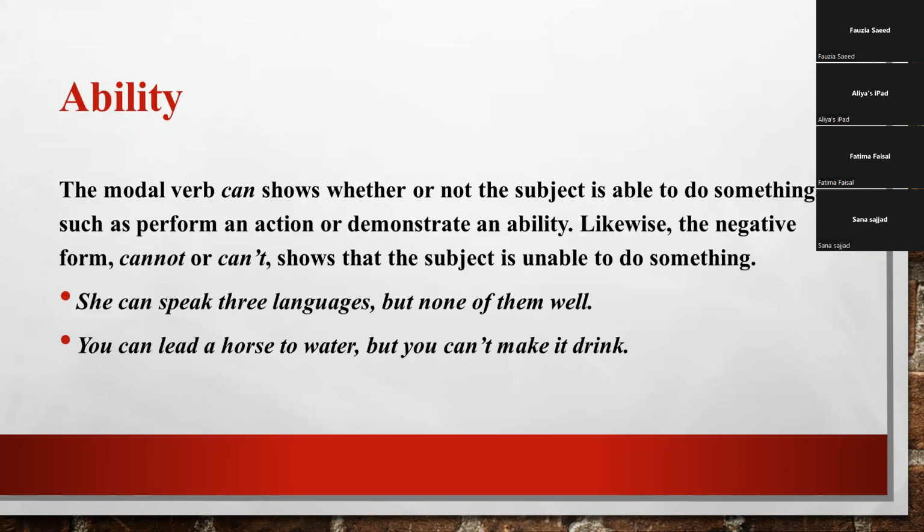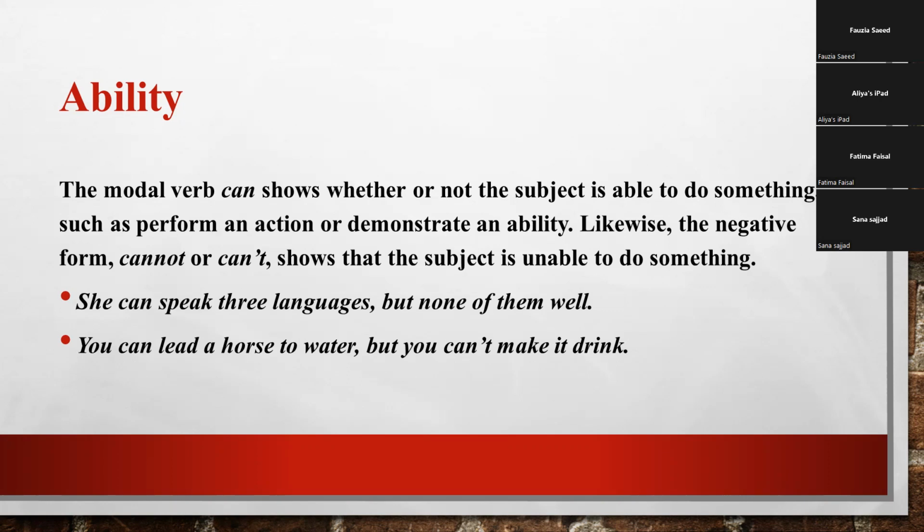Now, modal verbs are also used when you are going to converse about ability. If you are saying that he or she can do something, or is capable of something, such as performing an action or demonstrating an ability, you use can. Likewise, the negative form cannot is also used. So you can say, she can speak 3 languages but none of them well.